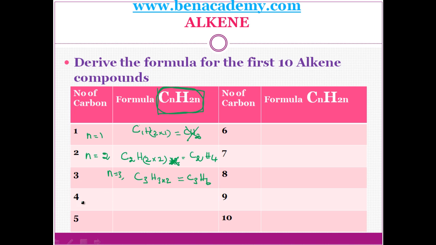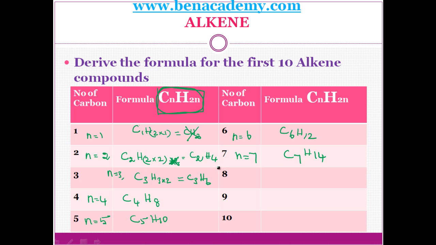If the number of carbons is 4 in any alkene, then the molecular formula will be C4H. What is 2 times 4? 8. C4H8. If the number of carbons is 5 in any alkene, the formula will be C5. 2 times 5 is 10. So C5H10. Then here the number of carbons is 6. n is equal to 6. Therefore you will get C6. 2 times 6 is 12. C6H12. If the number of carbons is 7, then the formula will be C7. 2 times 7 is 14.